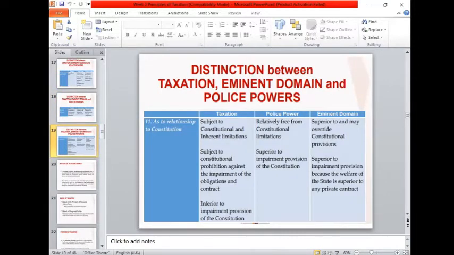And as to the relationship to the Constitution, taxation is subject to constitutional and inherent limitations because taxation power cannot be exercised in full without legislative creation or without levying. The police power, as to the relationship to the Constitution, is relatively free from constitutional limitations, while eminent domain is superior to and may override constitutional limitations. So those are the distinctions of the inherent powers of the sovereign state.